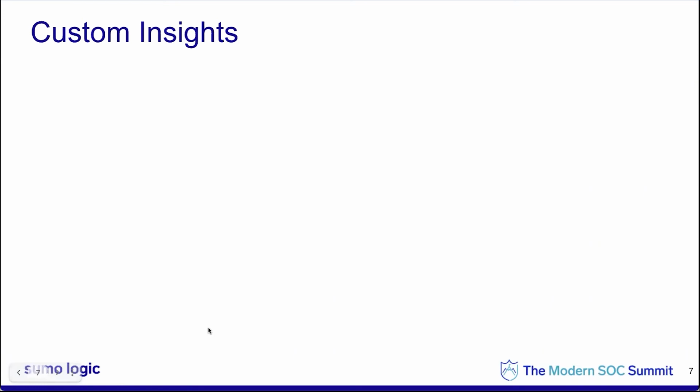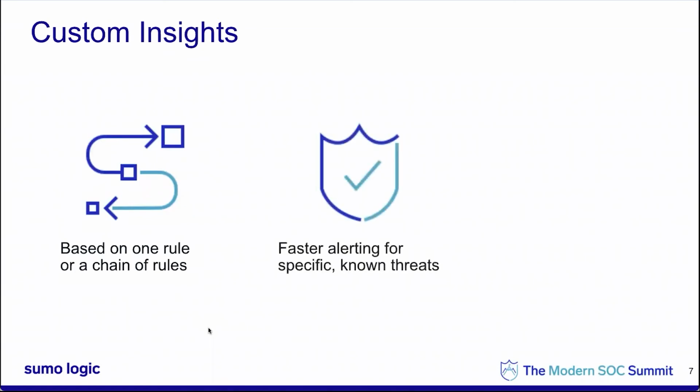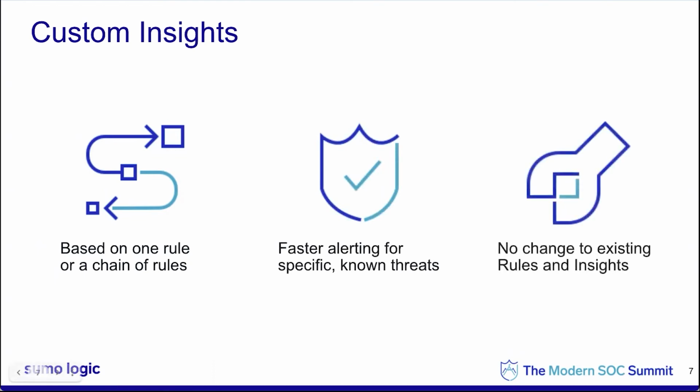Once you've created a rule, CSE will use it to create signals. And remember, it typically takes a few signals clustered together to generate an insight. But what if you want to be alerted right away when your new rule is triggered? That's where custom insights come in. Custom insights are based on one specific rule or a chain of rules. It's great for faster alerting for specific known threats. And you don't have to change your existing rules or insights. They still work just fine.